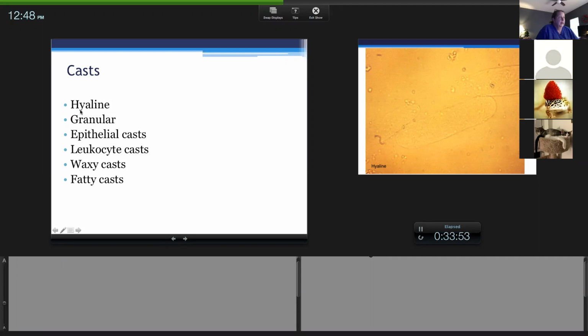But we've got hyaline, granular, epithelial cast, leukocyte cast, waxy cast, fatty cast. An epithelial cast is probably going to be made of epithelial cells from the tubules, and a leukocyte cast is probably going to be made up of white blood cells. I'm just going to guess.